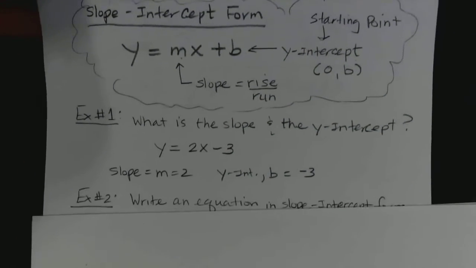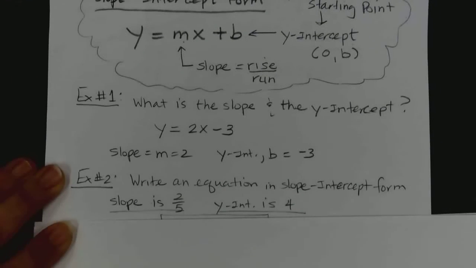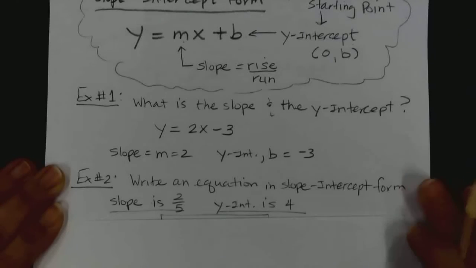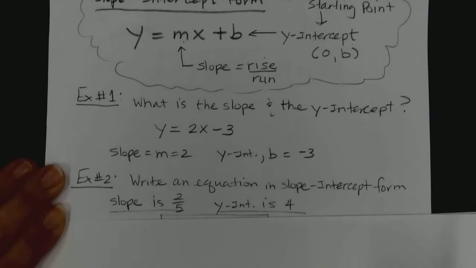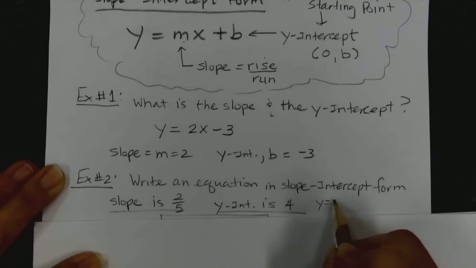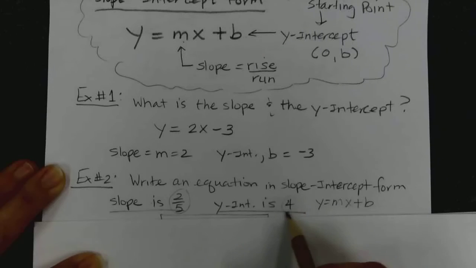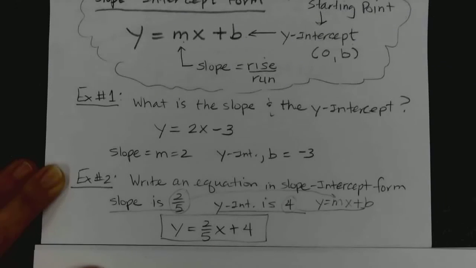In the second example, for a given slope and y-intercept, we are going to write an equation. So we're just going to go backwards. Instead of picking out the slope and the y-intercept, I want you to write an equation for the given slope and y-intercept. The equation is y equals mx plus b, and we take the slope and the y-intercept and plug them in. So the equation will be y equals 2 over 5 x plus 4, and that is the equation in slope-intercept form.